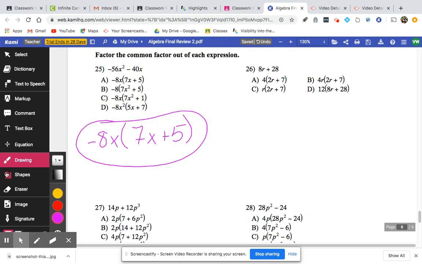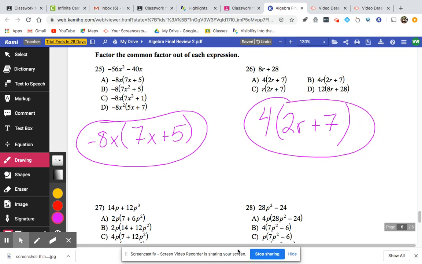8r plus 28. I look at 8 and I look at 28, and I need to ask myself, once again, what is the largest number that I can take out of both of them? In other words, what is the largest number that they both share? In this case, yeah, you could get away with 2, but I want a bigger number. I want 4. I can take 4 out of both of these numbers. I can't take 8 out because 8 does not go into 28. 4 does, though. 8 divided by 4, that's 2. You're left with an r in there because we didn't factor out a variable. 28 divided by 4, that's 7, so I've got a plus 7 right in there.